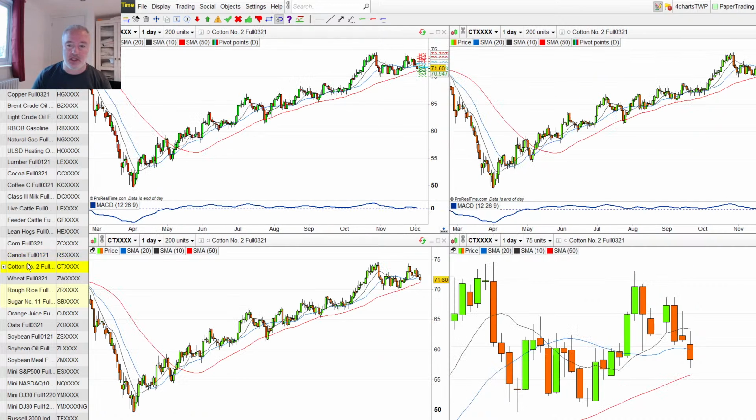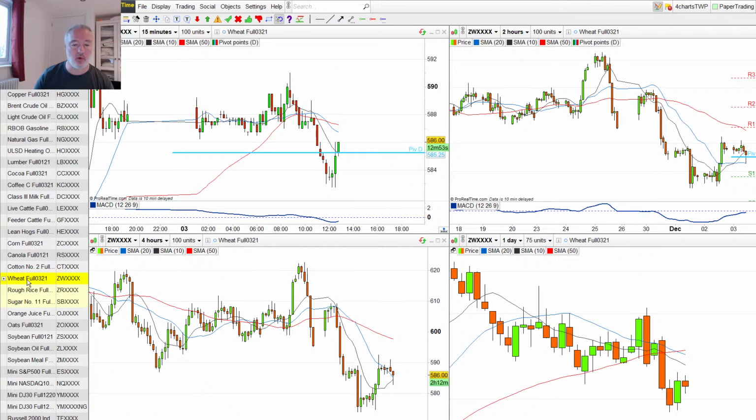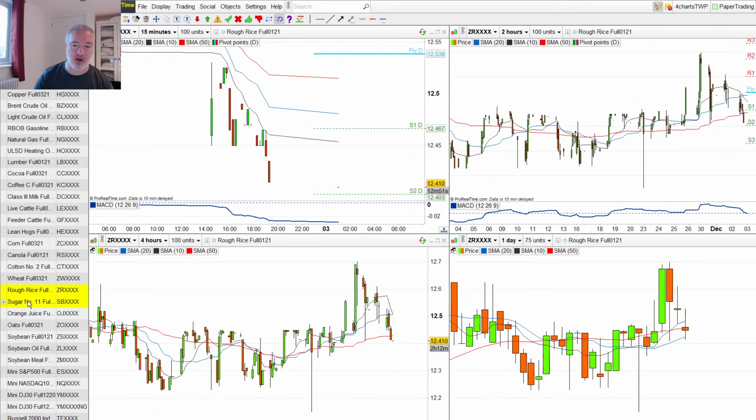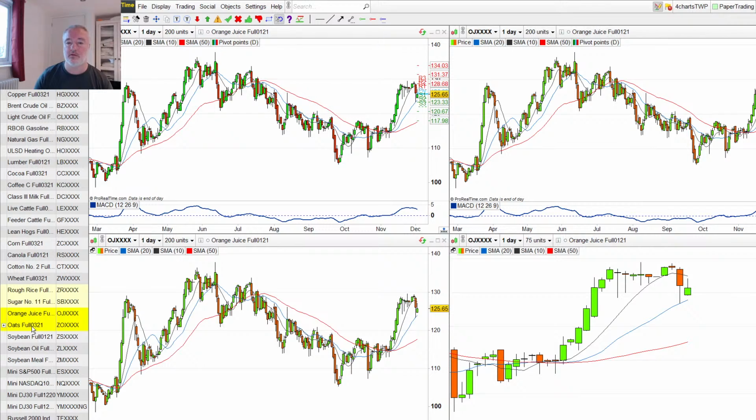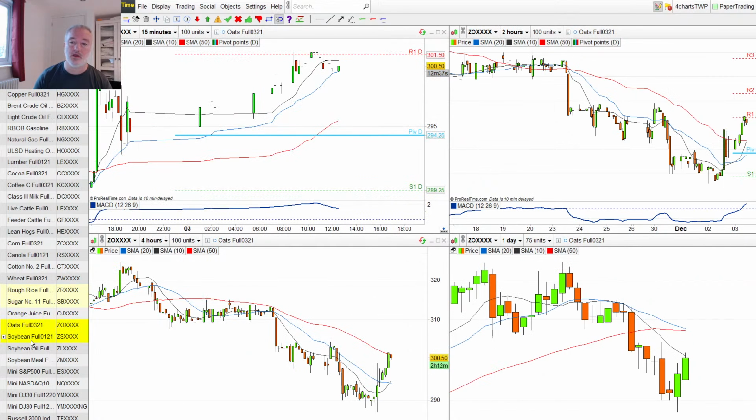Canola, consolidation, staying away from that. Cotton, no. Wheat, more bearish than bullish. That's fine. Rough rice, none of these really jumping out. Sugar, no. I'm a little cautious of that. Orange juice, more bullish than bearish, but also got very strong resistance up there. Oats could be potentially good for shorting, but I'd wait until tomorrow.